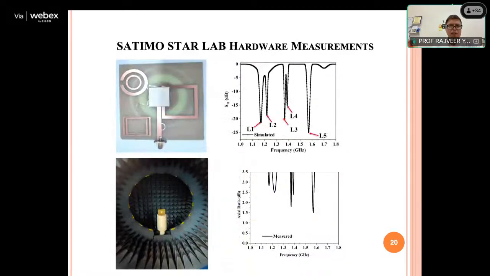This is the hardware which is being shown to you. The hardware results within the anechoic chamber have also been taken, and these are the representations for the L1 band, L2 band, L3 band, L4 band, L5 band, and here is the RHCP being obtained, which is represented with the help of the axial ratio.